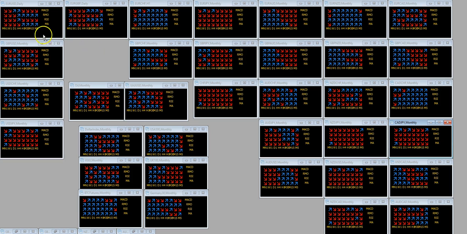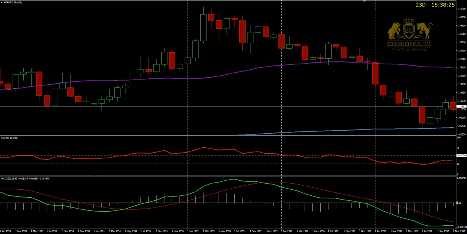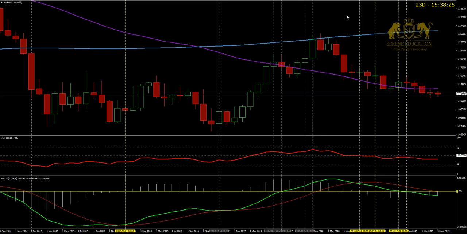Starting with the euro against US dollar. So let's have a look at the euro against US dollar. Opening up the chart using my Forex Made Ezee template, just starting with the monthly time frame. Let's have a closer look and see how things are panning out.